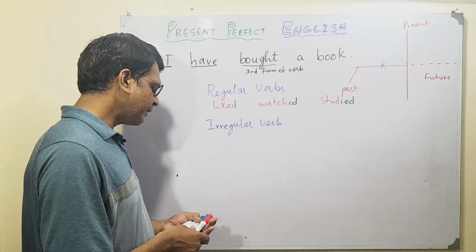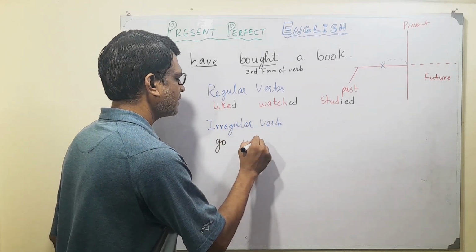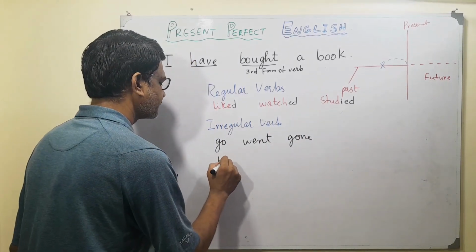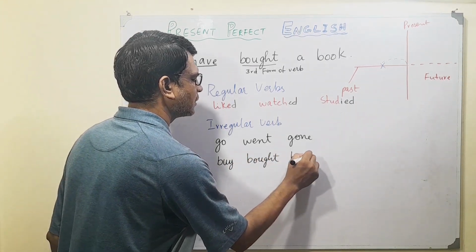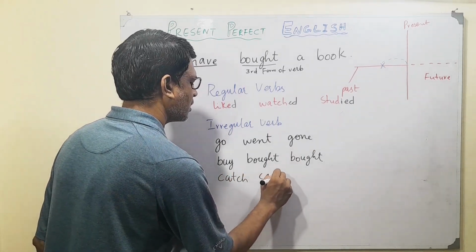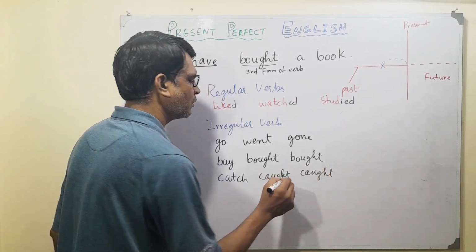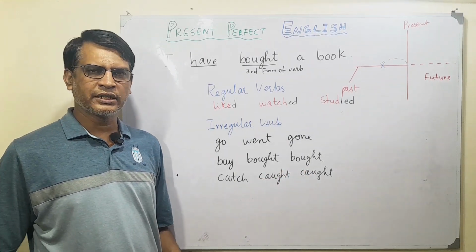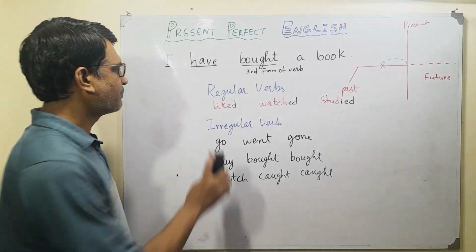But in the case of irregular verbs, we have like go, went, gone. Or like we have buy, bought, bought. Or we have like catch, caught, caught. So we'll have to focus on these three forms of verb, first, second, third form of verbs, because they are extremely necessary for present perfect.